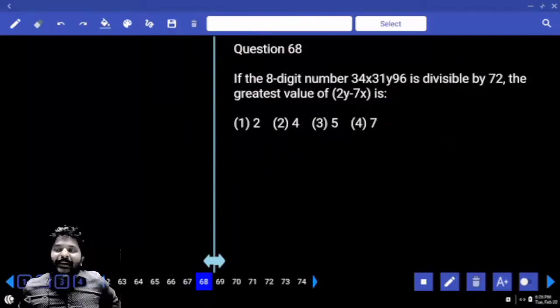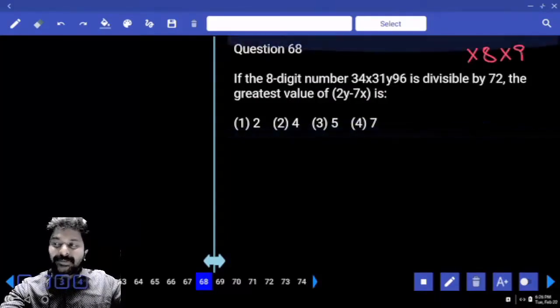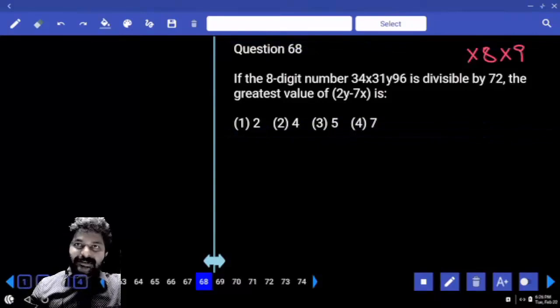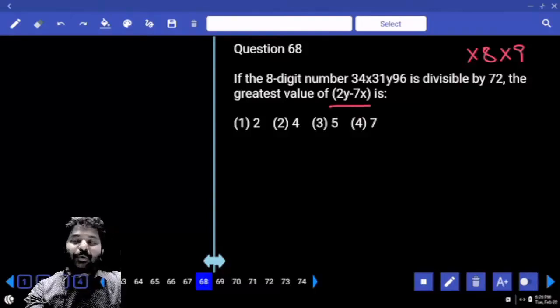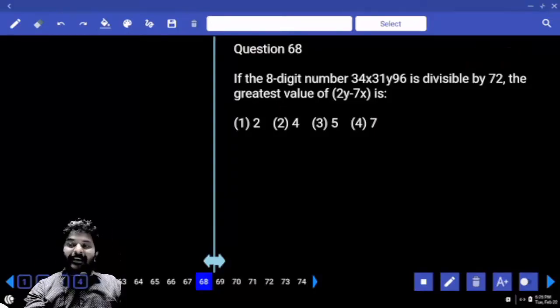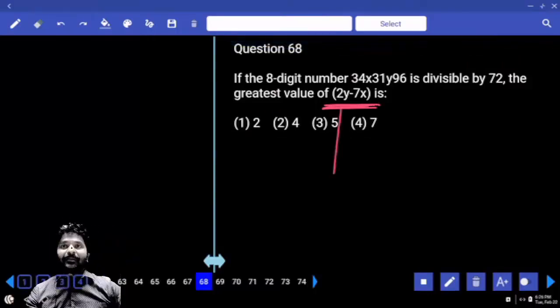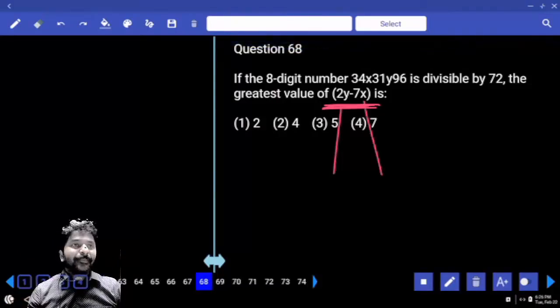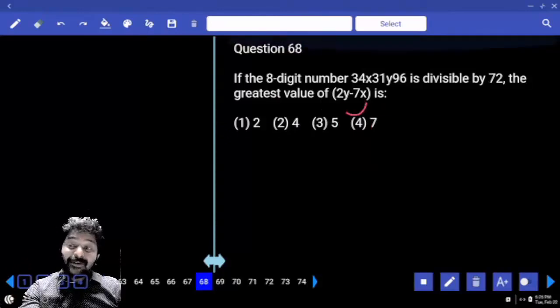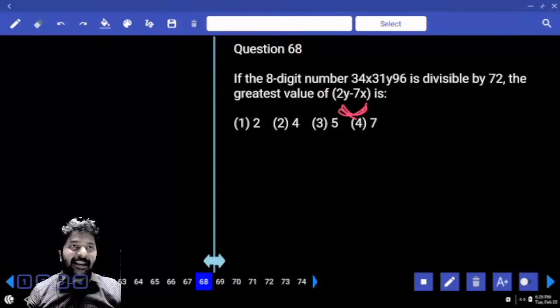If an 8-digit number is divisible by 72, that means the number must be divisible by 8 and also it must be divisible by 9. Then only the number is divisible by 72. Agreed or not? Yes. Then the greatest value of 2y minus 7x. The logic is all in the word greatest. For the greatest value in 2y minus 7x, 2y value must be more than 7x, correct? That means with respect to x and y, which value should be on the higher side? Y must be on the higher side, correct?